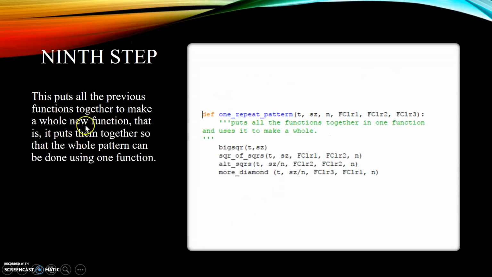And now the ninth step puts all the previous functions together and makes them one function so that it's easy to call. So I called it one repeat pattern, and it uses all the previous parameters: total T, size, number of squares, color 1, color 2, and color 3. It puts all the functions together in one function, uses it to make a whole. So these are all the previous functions that we had: big square, square of squares, alternating squares, and more diamonds.